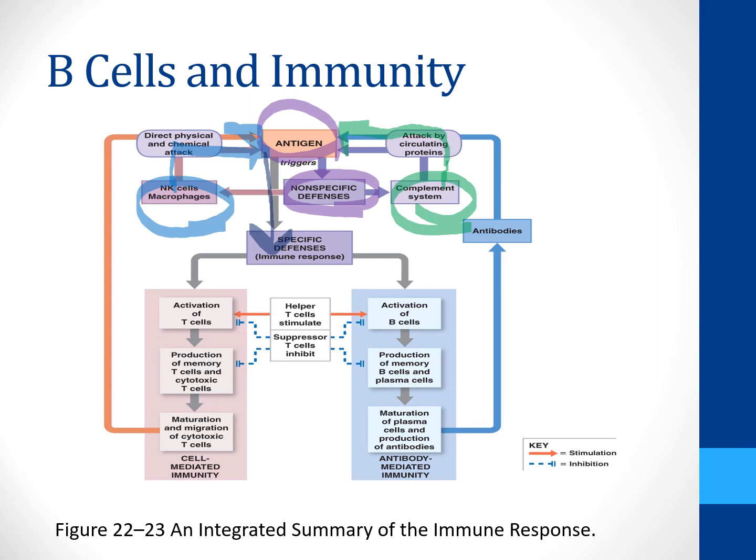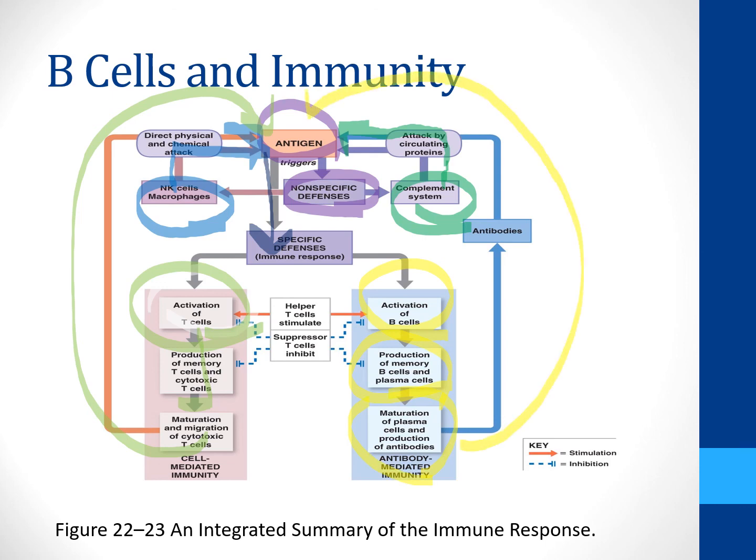Specific defenses includes activation of T cells, which are going to produce memory T cells and cytotoxic T cells. Cytotoxic T cells are going to go and directly attack the antigens. And then we're also going to have activation of B cells through the T helper cells. The B cells will produce memory B cells and plasma cells. The plasma cells will produce antibodies. The antibodies will go and attack the antigens.